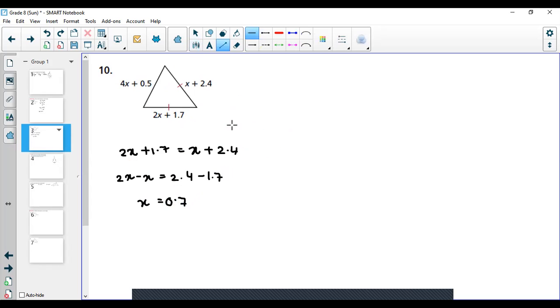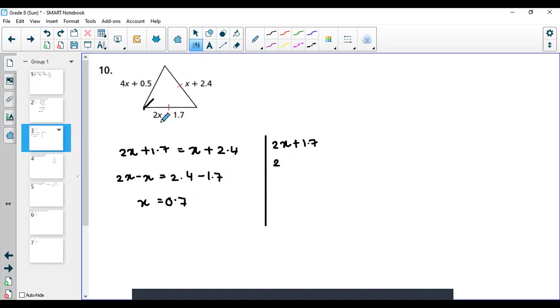So the first one is going to be 2x plus 1.7. If you want, you can even name the triangle as ABC, no problem. The value of x is 0.7. So this is going to be 1.4 plus 1.7, which gives you 3.1. So one side of the triangle is 3.1. All right, so if this side is 3.1, you can also say this side is also 3.1, as both of them are equal.